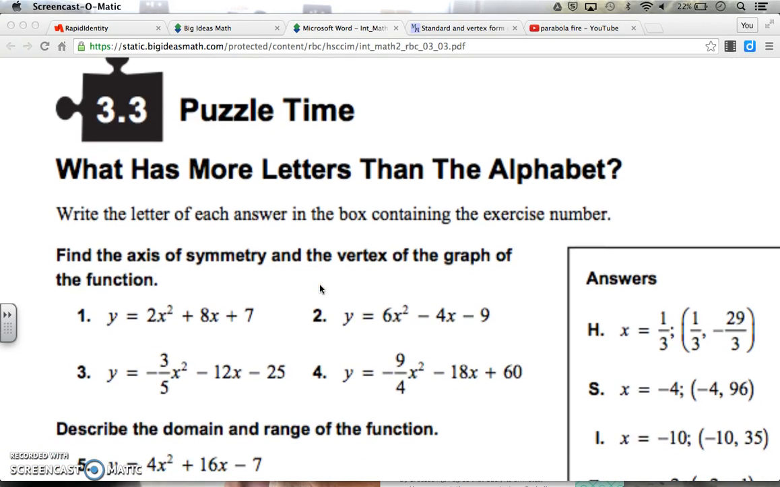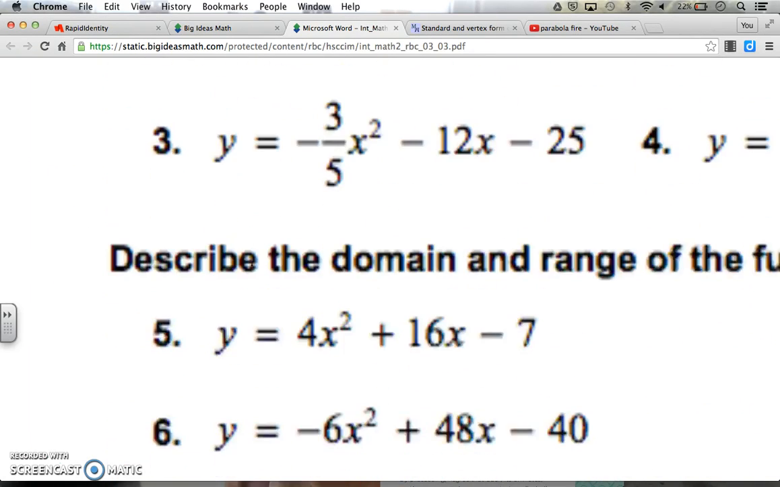Okay, so what's the difference between 3.3 and 3.2? Well, 3.3 has more letters. Really, the more variables in here, the more coefficients and things like that. It's a little bit tougher form of the parabola, but again, still tied in with parabolas. So, let's jump into the first ones here.